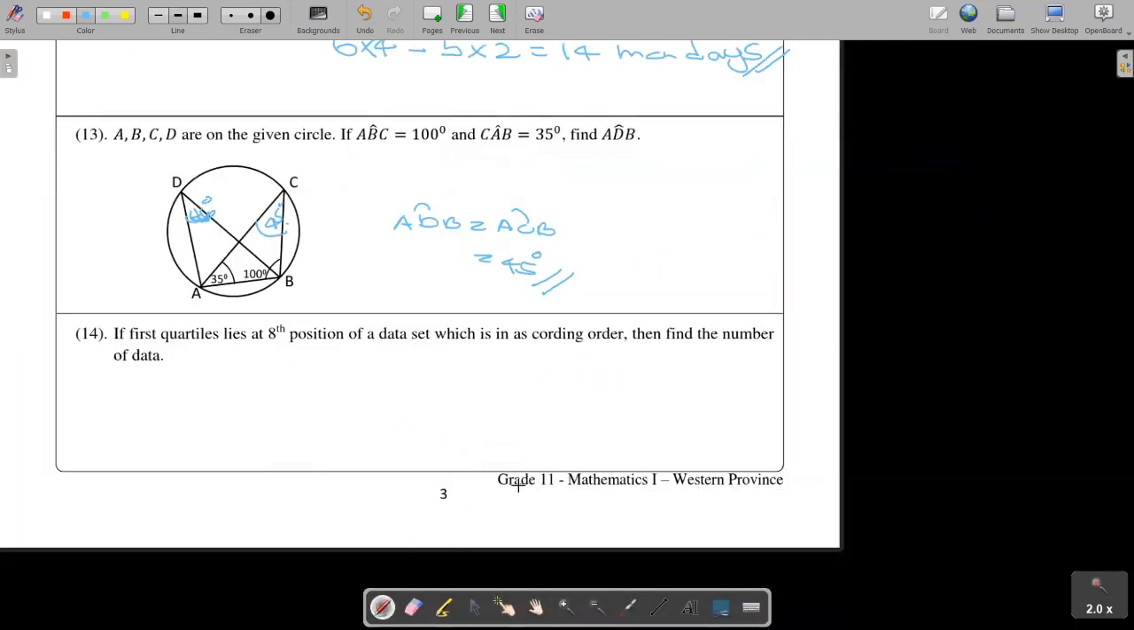The first quartile is in the 8th position. Find the number of data. What is the first quartile? It is the (n plus 1) divided by 4th position. So what is n plus 1 divided by 4? 8. Then n plus 1 is 32. n equals 31. So there are 31.